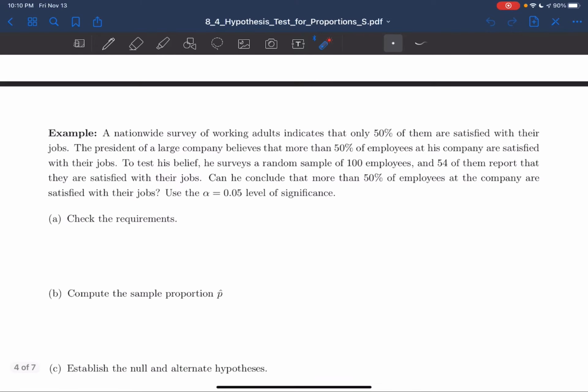A nationwide survey of working adults indicates that only 50% of them are satisfied with their jobs. The president of a large company believes that more than 50% of employees at his company are satisfied with their job. To test his belief, he surveyed a random sample of 100 employees, and 54 of them reported that they are satisfied with their job. Can he conclude that more than 50% of employees at the company are satisfied with their jobs? And here, we're going to use a significance level of 0.05.